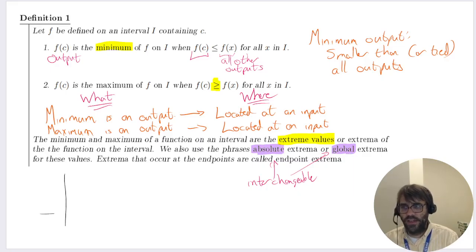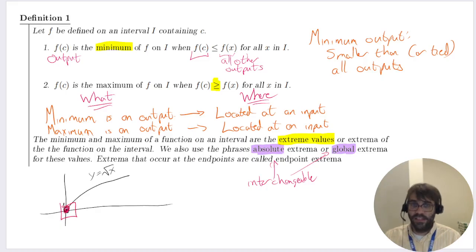I also want to just point out another quick definition that we're going to talk about: endpoint extrema. Here's y equals root x. Where's the minimum? The minimum is down here at the left endpoint. It is the minimum output. The minimum output is located at the input 0. It is the output 0. And it's an endpoint extrema because it's just at the endpoints of the domain, basically.